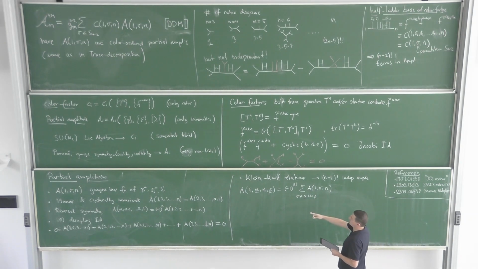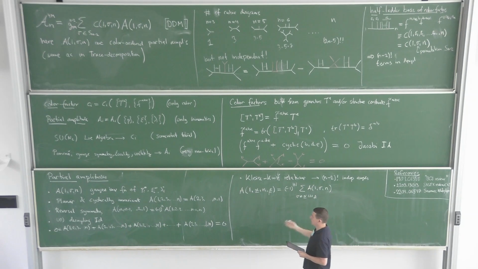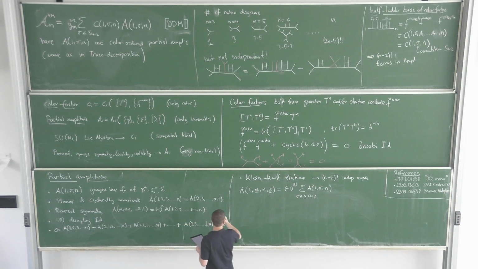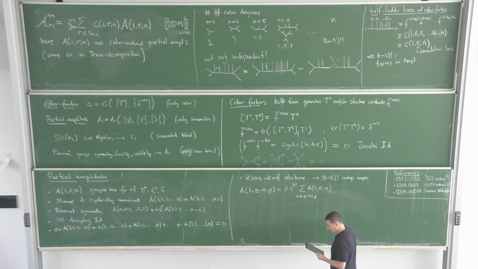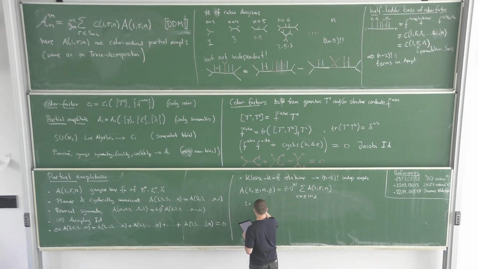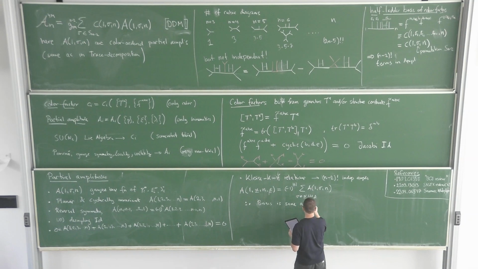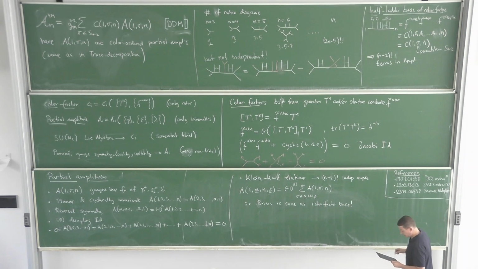So the Kleiss-Kuijf relations are just implementing the fact that our notation had some redundancy, but that redundancy can always be eliminated and put yourself back in the basis. So the conclusion is the basis is the same as the color factor basis. Which it has to be by consistency, but it's nice to see it explicitly in this formula.